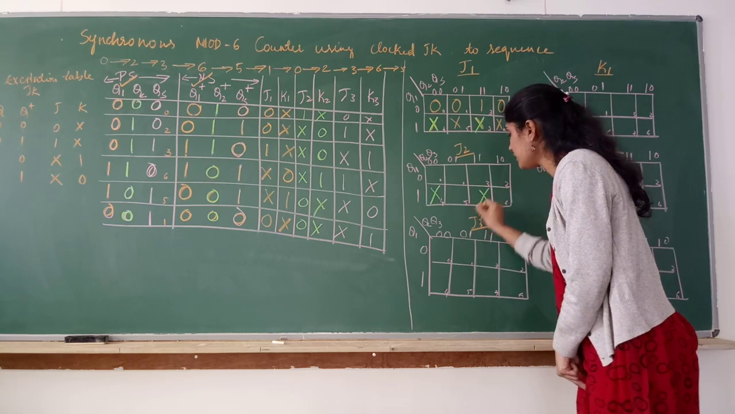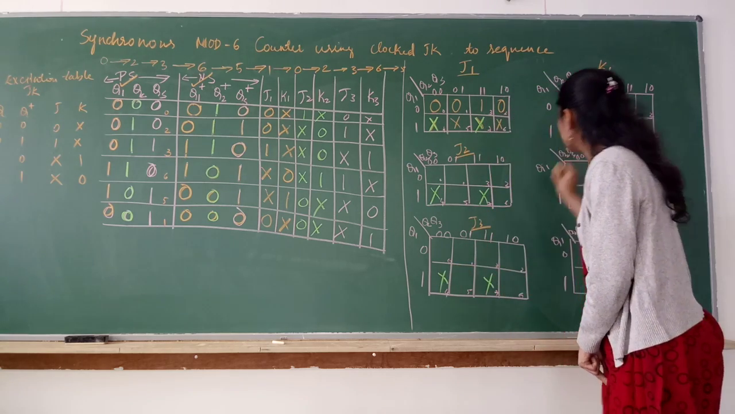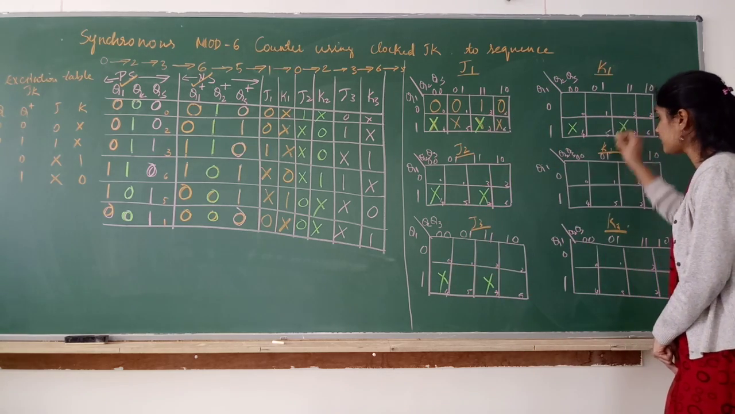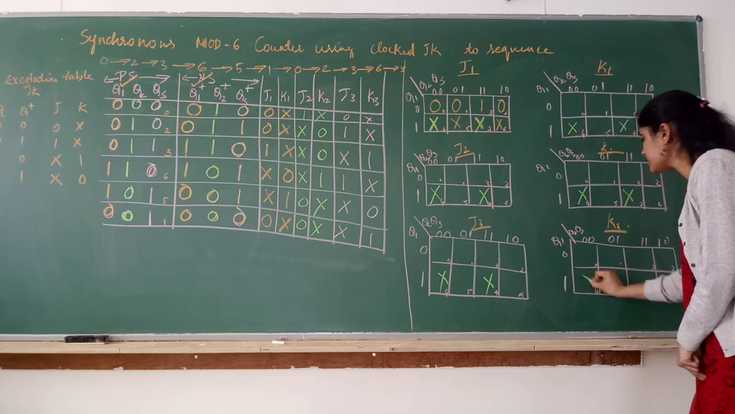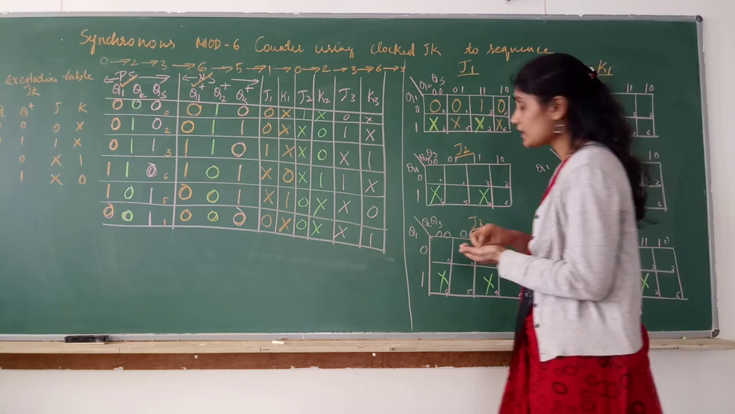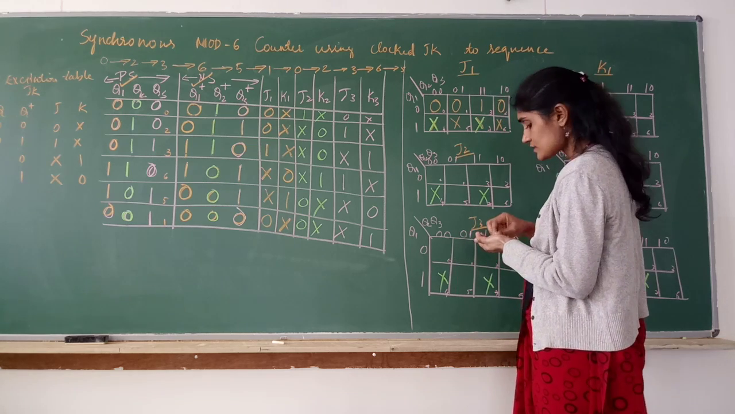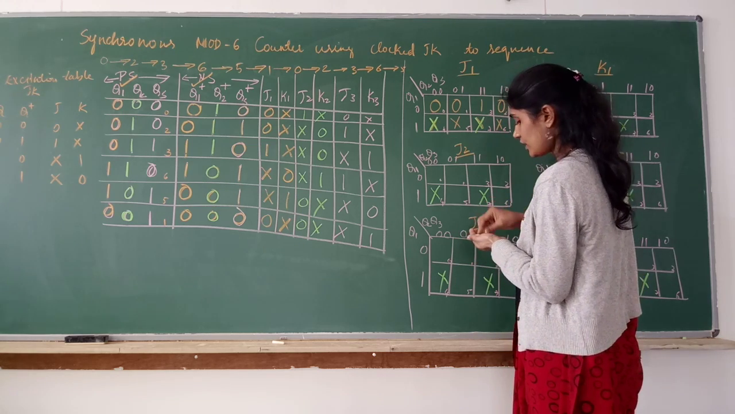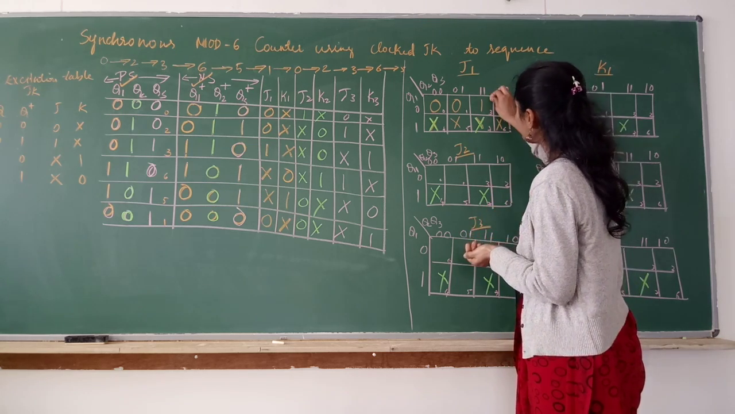4 and 7 will be don't care when you are going to derive the equations for the flip-flop inputs, because these 2 sequences are not given in the problem. So we don't know what the output is. Okay. So now group the cells. How will you group the cells? Can we group 3 and 7?